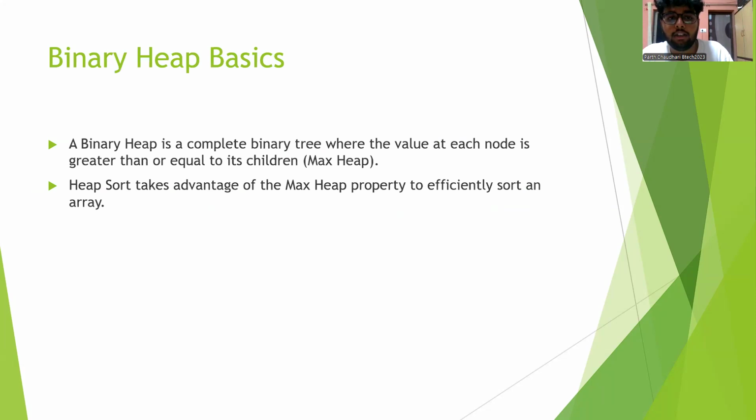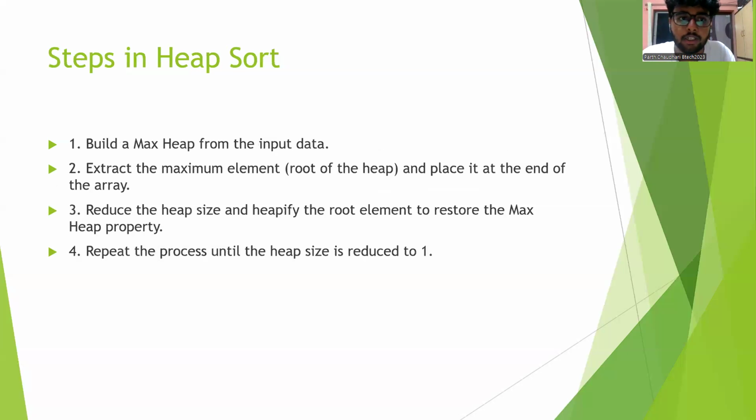A binary heap is a complete binary tree where the value at each node is greater than or equal to its children. So, the upper part or the greater one is usually known as the parent, and the lower one is usually known as children. Heap sort takes advantage of the max heap property to efficiently sort an array. This particular algorithm can be explained more visually rather than verbally.